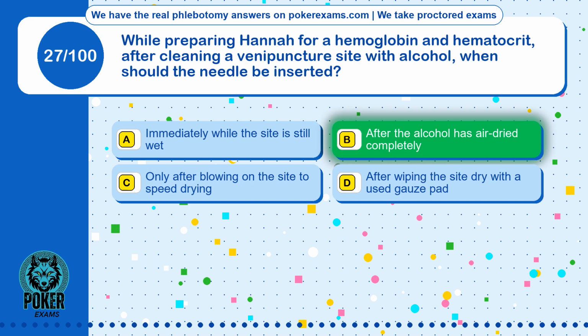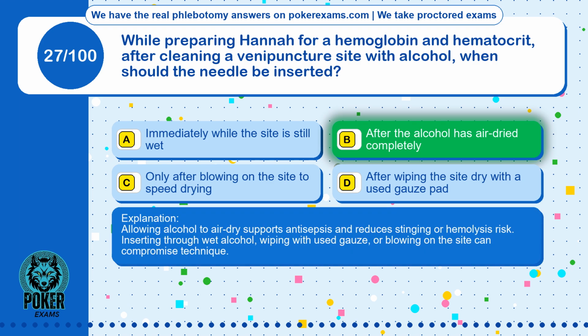The correct answer is option B. After the alcohol has air dried completely. Allowing alcohol to air dry supports antisepsis and reduces stinging or hemolysis risk. Inserting through wet alcohol, wiping with used gauze, or blowing on the site can compromise technique.